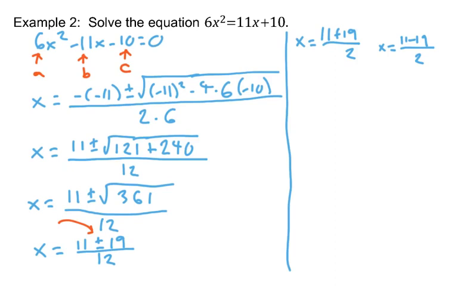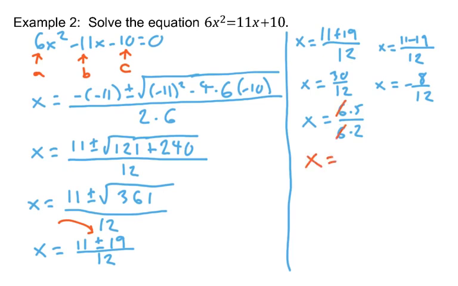So, oh, and look, that's supposed to be a 12. I miscopied. 12, 12. Okay. 11 plus 19 is 30. So this is 30 over 12. And 11 minus 19 is negative 8 over 12. All fractions should be reduced. So if you look at the first fraction, the 30 is 6 times 5, and the 12 is 6 times 2, so that the 6's divide out and give you 5 halves.